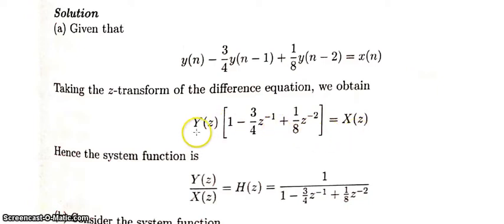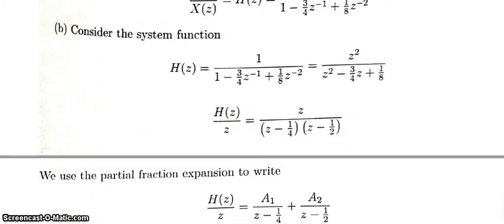Therefore the system function H(z) is Y(z) by X(z), and that is 1 divided by 1 minus 3/4 z inverse plus 1/8 z raised to minus 2. Now this system function, we are multiplying the numerator and denominator with z square. Therefore we get z square divided by z square minus 3/4 z plus 1/8.